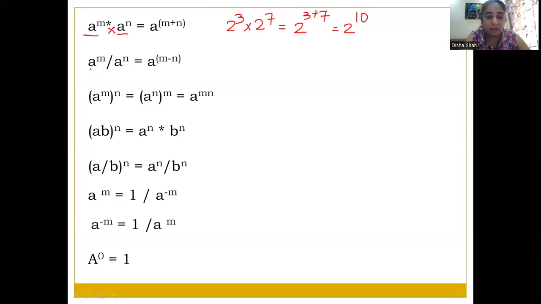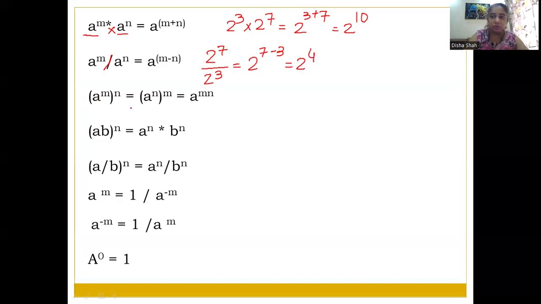Similarly, if it is multiplication then we have to add the power, and if it is a division then we have to subtract the power. So a raised to m divided by a raised to n can be written as a raised to m minus n. Example is 2 raised to 7 divided by 2 cube can be written as 2 raised to 7 minus 3, that is equal to 2 raised to 4.